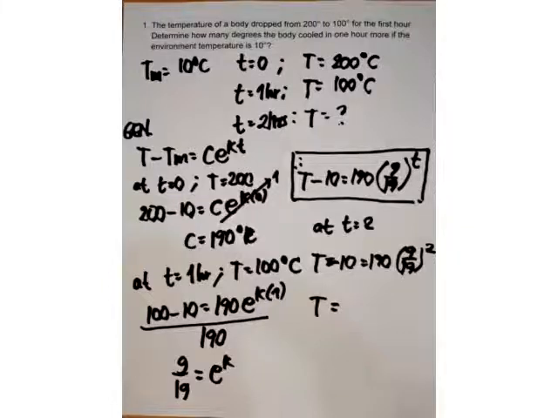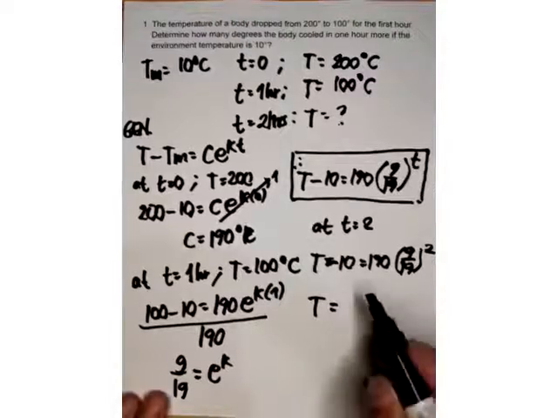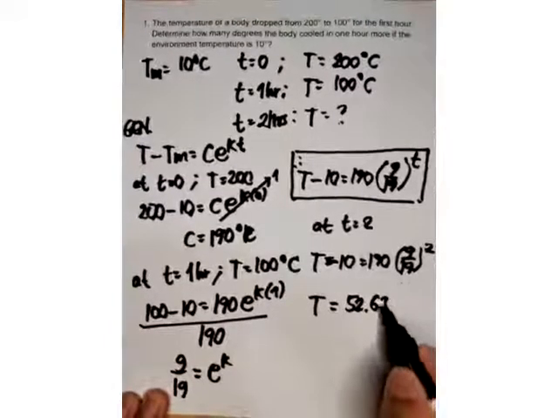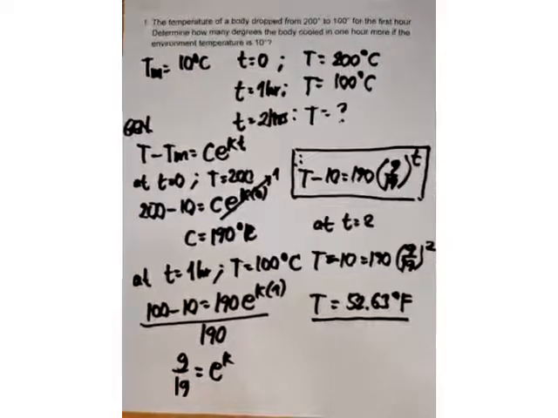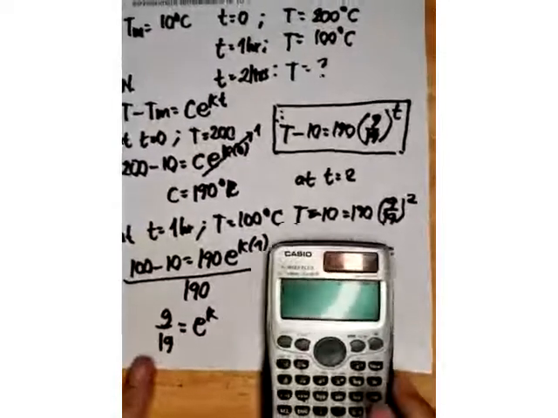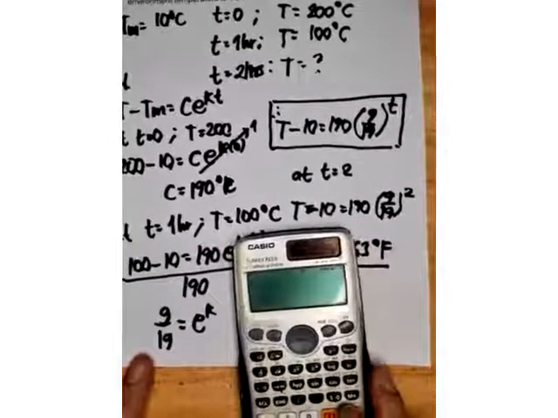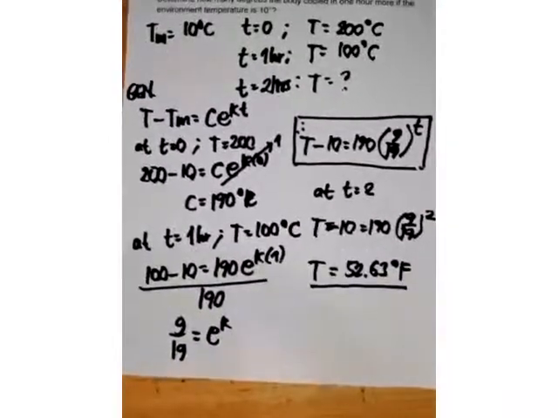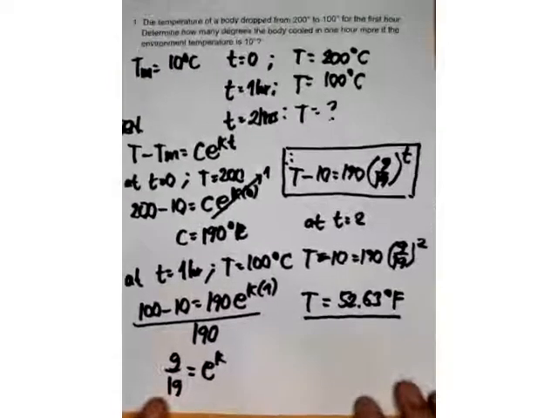The answer, guys, is 52.63. Dominic said it's 52.63 degrees. Is that right? Okay. If you also have your calculator, we can also check it using shift solve. But we don't need shift solve, it's easy enough to answer.